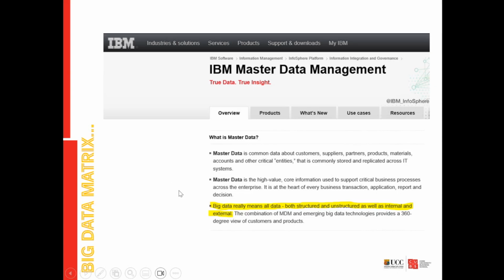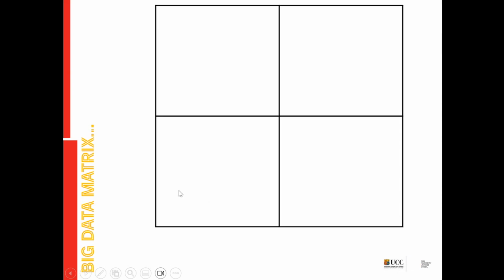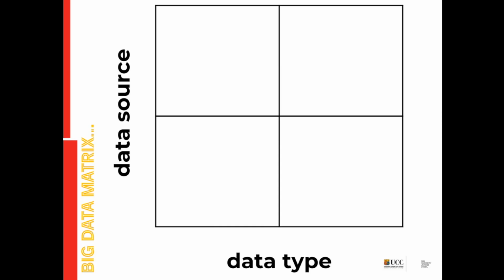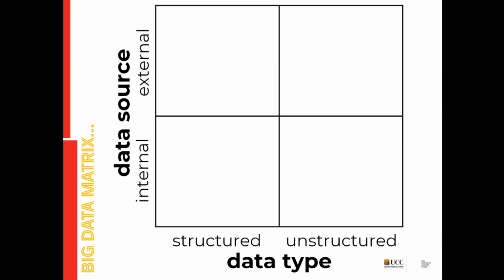So well over a decade ago, this inspired me to create a matrix with data type and data source: the idea of structured and unstructured, the idea of internal and external. So again, just taking that sentence and finding the opportunity to say, okay, we could have two different dimensions and we can look at perhaps the relationships between them.